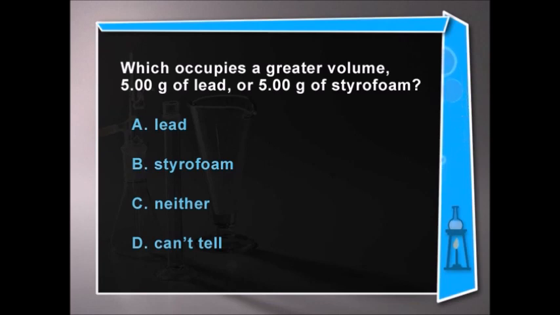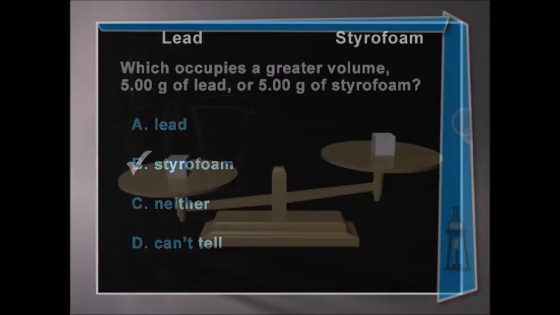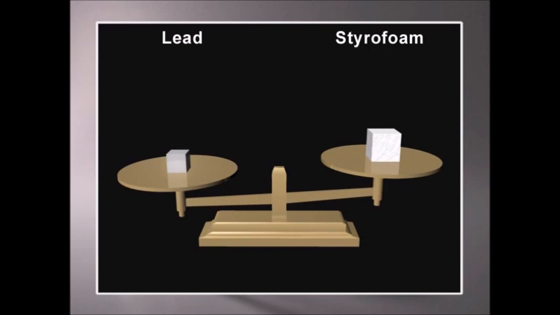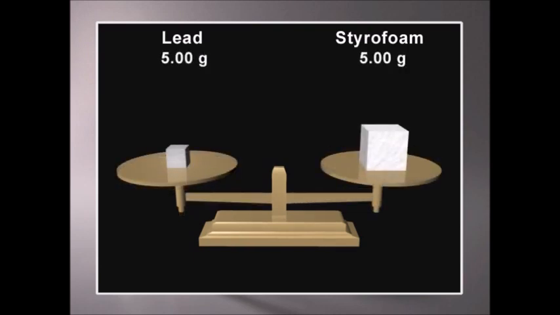Third question. Which occupies a greater volume? 5 grams of lead or 5 grams of styrofoam? Styrofoam. Styrofoam is not as dense as lead. This means that there are fewer grams in 1 cubic centimeter of styrofoam than there are in 1 cubic centimeter of lead. If there are fewer grams in a cubic centimeter, then you're going to have to take more cubic centimeters before you get the same mass of styrofoam as you have of lead. Next question.